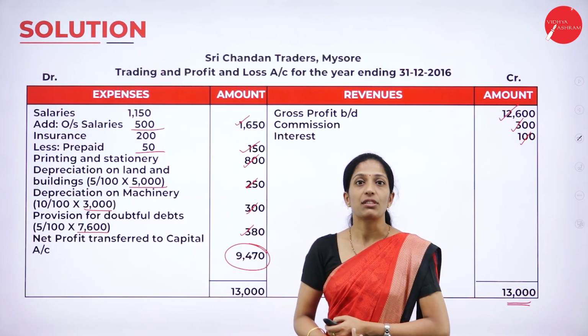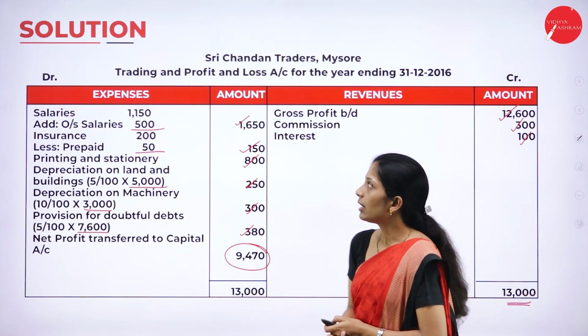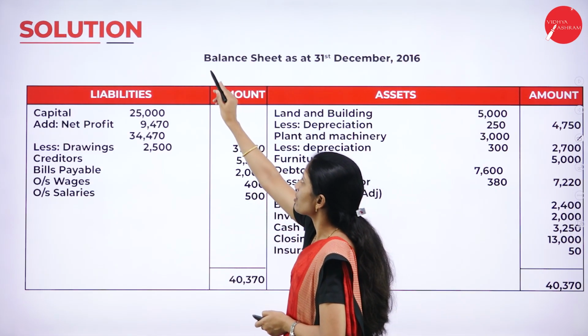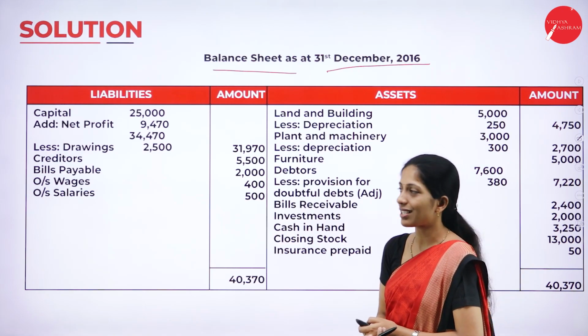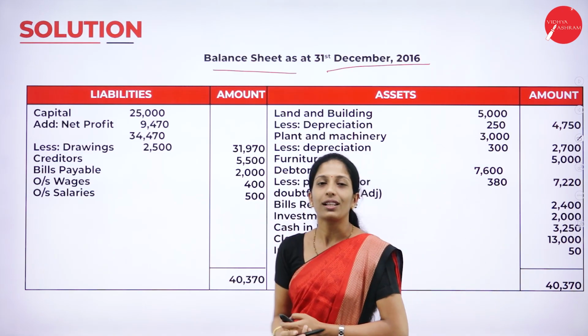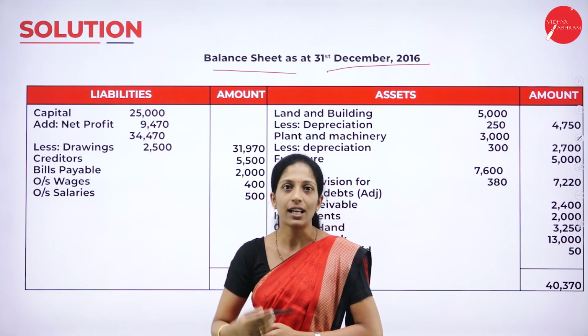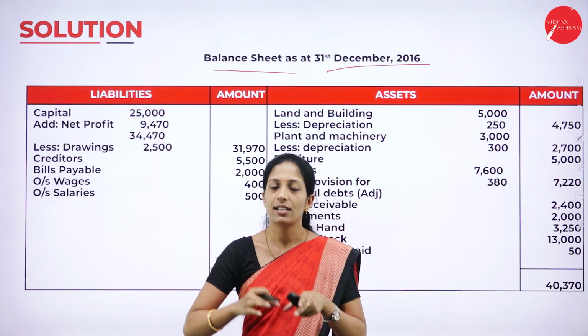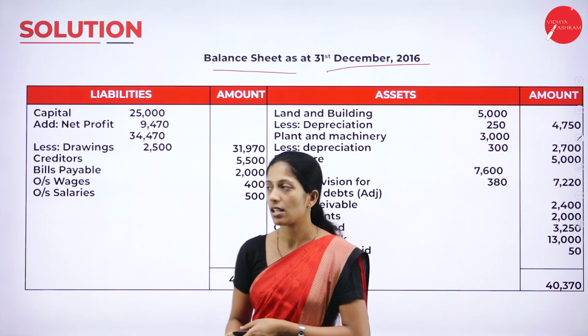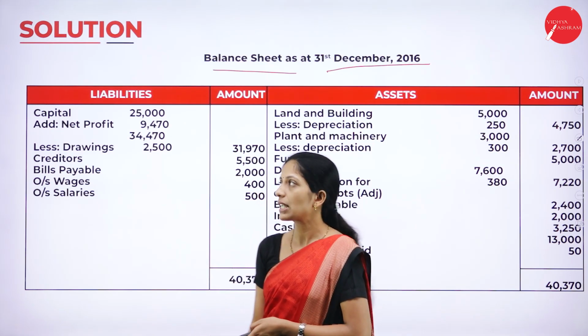So hope you are clear with trading profit and loss account. Now we shall directly go through the balance sheet. Write the heading balance sheet as at 31st December 2016. So we have to record all the liabilities and all the assets. Either you can first record all the assets, then all the liabilities. So we shall start with the liabilities first.